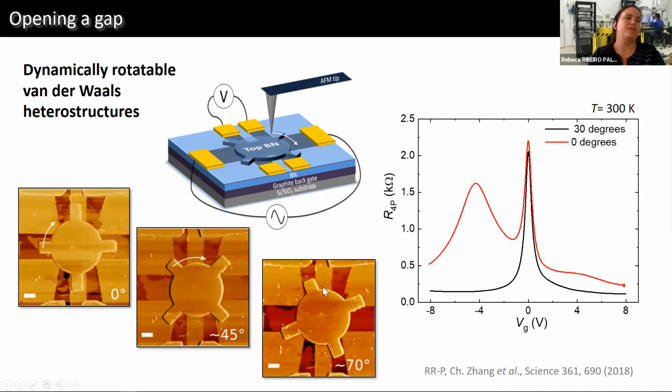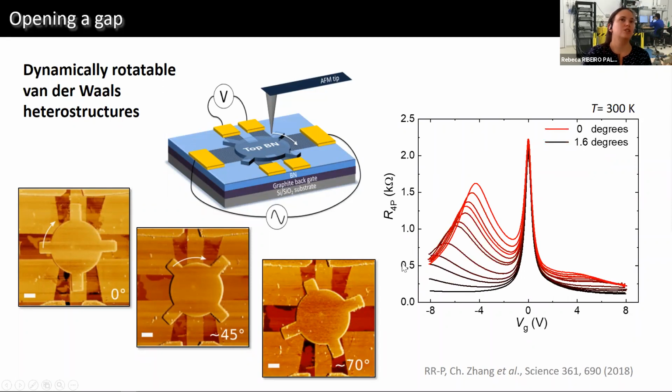These three AFM images here show an exaggeration of the angle, because we are not working at 45 degrees of rotation. We are only making very, very small rotations. Those small rotations will allow us to see the full spectrum of changes, how it changes completely the band structure, and how we can position this satellite peak at the energy that we would like.